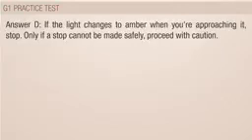Answer D. If the light changes to amber when you're approaching it, stop. Only if a stop cannot be made safely, proceed with caution.